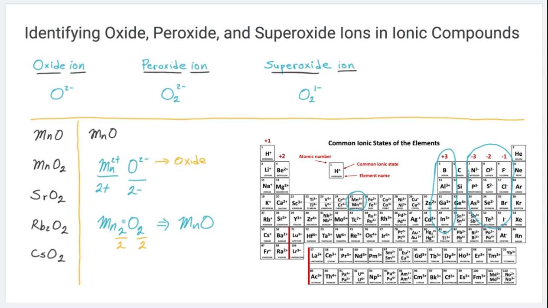If we want to write the name for this compound, because manganese is a transition metal, it can have different charges, so we need to specify which one. Oxide. Okay, so this is our first example. We are going to do pretty much a similar analysis with the other ones and see what we get.